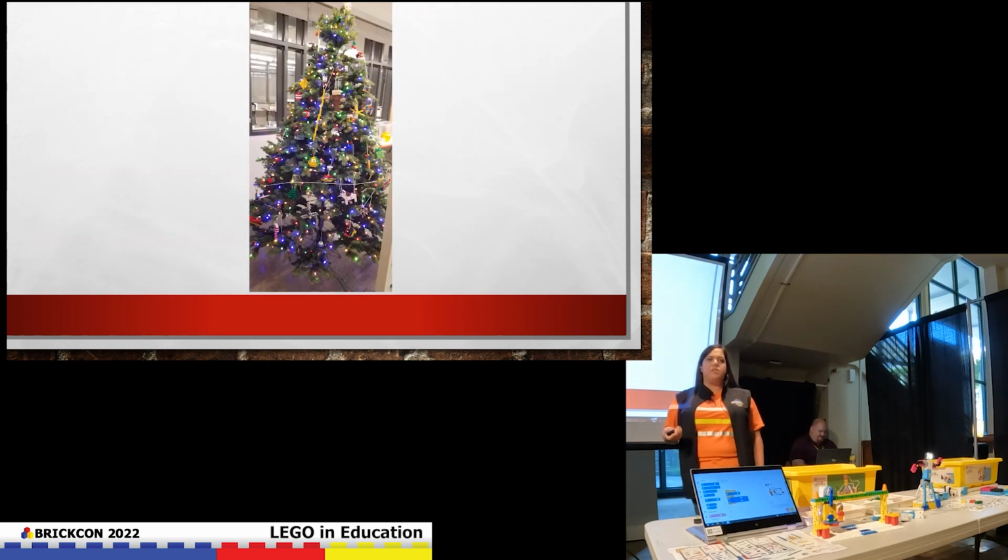But thanks to Lowe's. So Lowe's donated a tree to my classroom, and we were able to hang it up. And so we're very excited for this year's coming up. Yeah, our local department stores like to help us out sometimes.